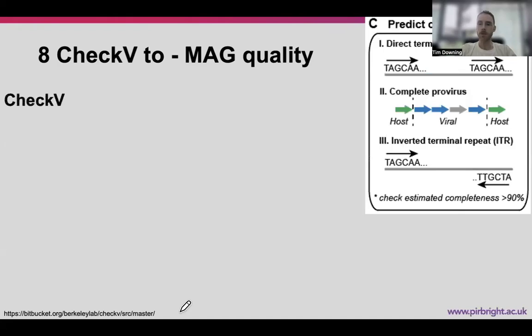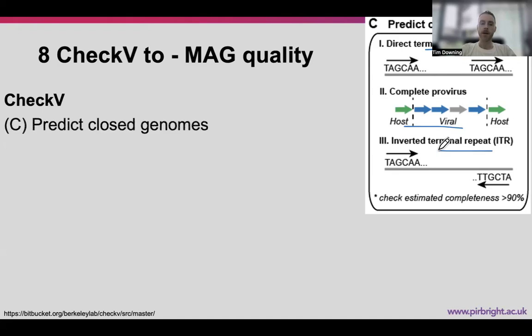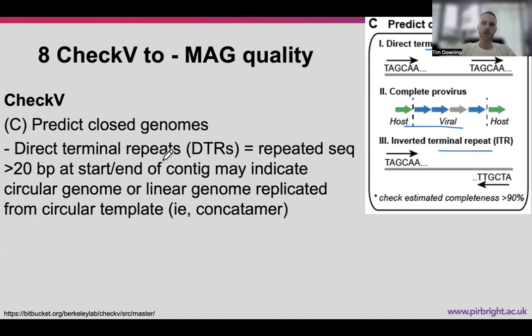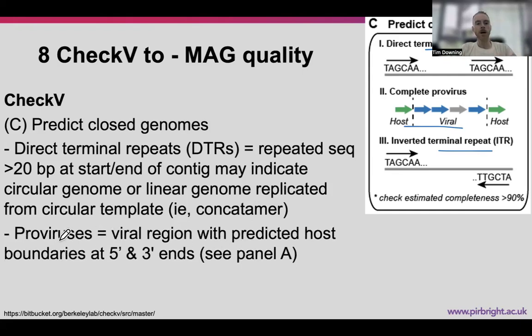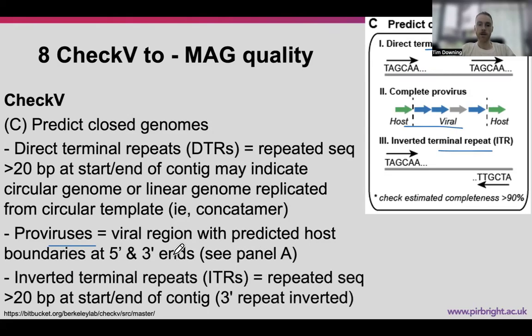It can also predict closed genomes, so you can look for direct terminal repeats, DTRs, to see if they're present, and complete viruses and inverted terminal repeats, ITRs, as well. And that can help to see if the genomes are fully complete. So these DTRs are typically repeated sequences that are near the start and end of a contig. That may indicate that the circular or linear genome is complete or fully present, or that end is fully present. For proviruses, this is the viral region with predicted host boundaries at the 5' and 3' end. And the same for DTRs and ITRs, depending on the organism of interest.